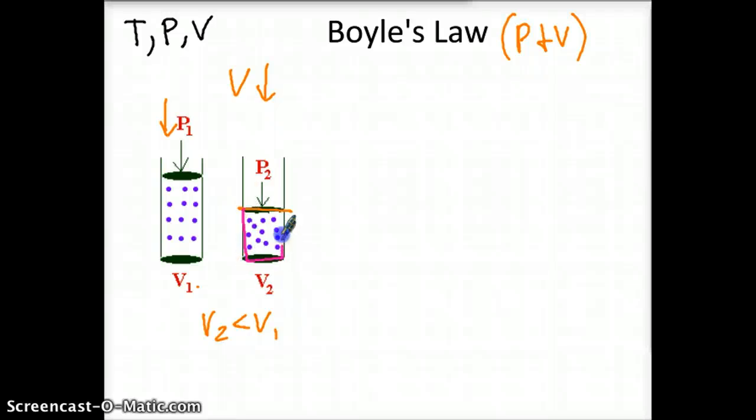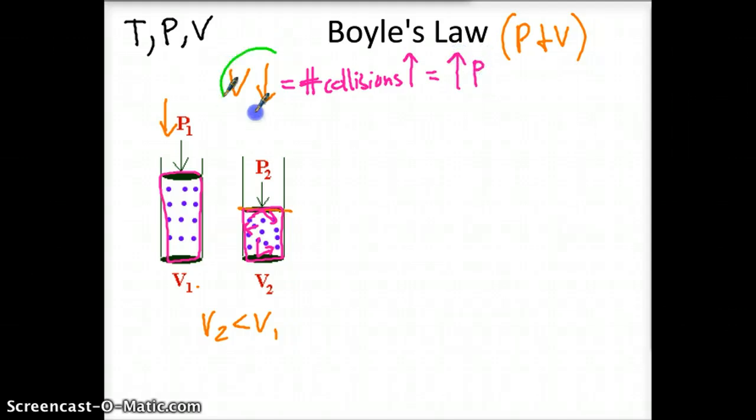Well, the volume here is much smaller than here. So we can see that in V2, these molecules are going to be colliding with each other and with the surface much more often, simply because there's less space for them to move around. So as this volume decreases, the number of collisions is going to increase. And therefore, if the number of collisions of gas molecules with the surface increases, that's going to lead to an increase in pressure.